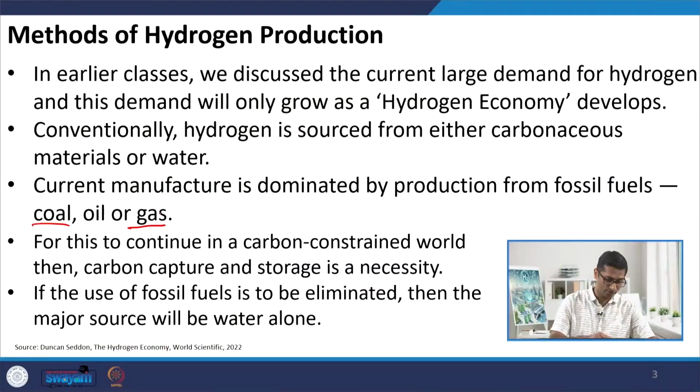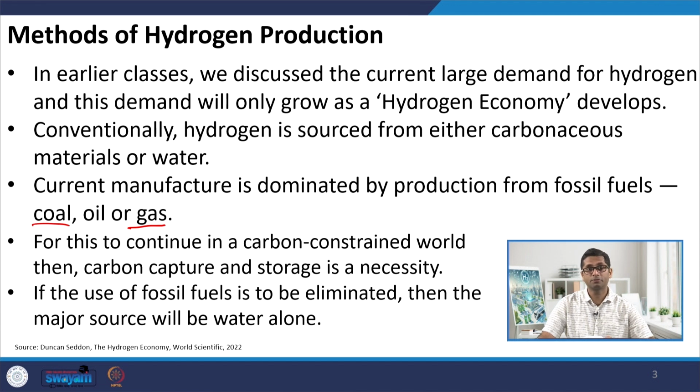As we have discussed, the current annual consumption of hydrogen is roughly 100 million tons or so, and the majority of this hydrogen is sourced from either coal or gas. Of course, there is also some oil used in some places in the form of naphtha, but majorly it has been coal or gas. So in the current class, we will be focusing on how I can produce hydrogen from coal, or starting from coal, how I get hydrogen as the major product.